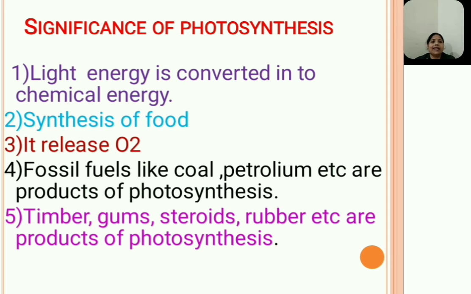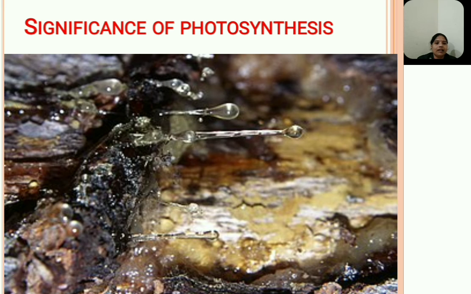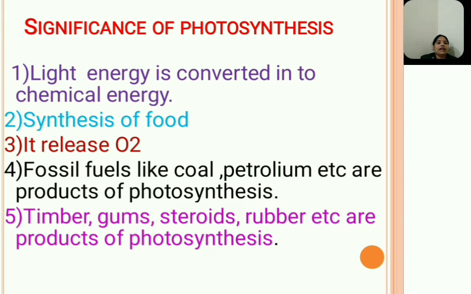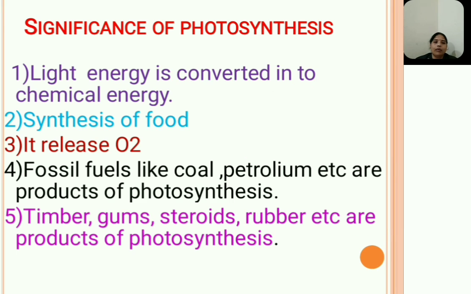After this, the next is the plant products, for example cotton, gum, timber, alkaloids, resin, tannin, steroids, etc. All these products of photosynthesis are economically important: timber, gum, steroids, rubber. So all these products are obtained from photosynthesis, and all are economically important. So all these are the significance of photosynthesis.